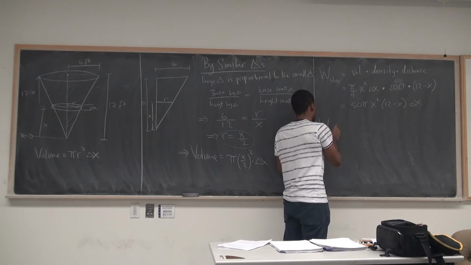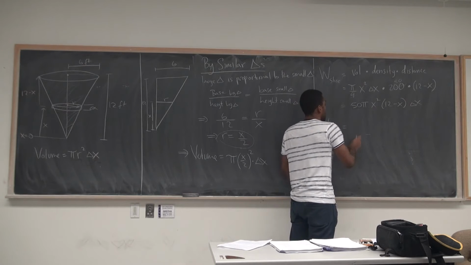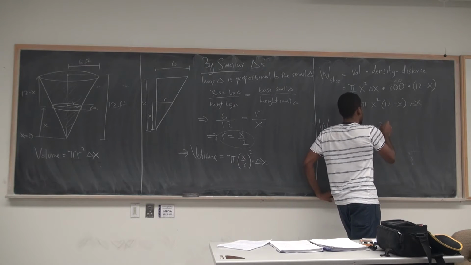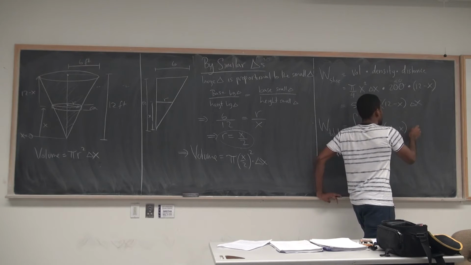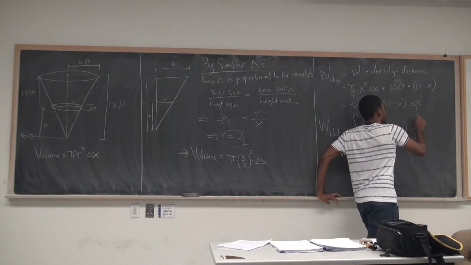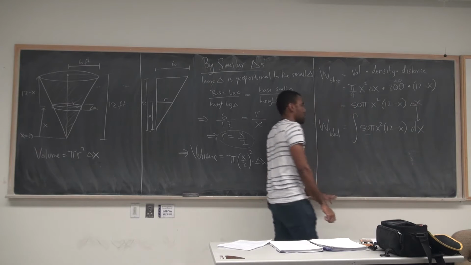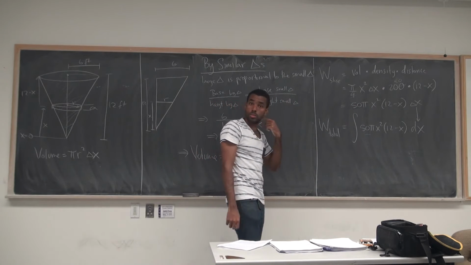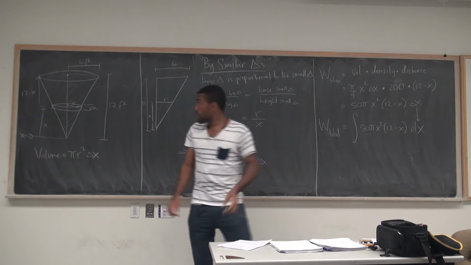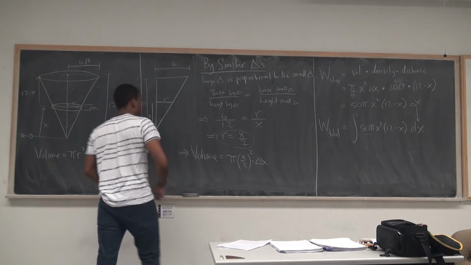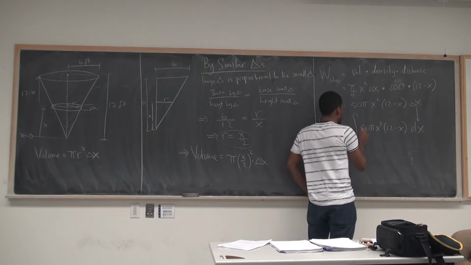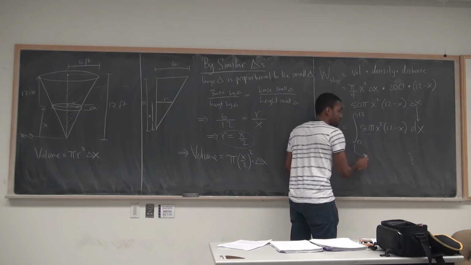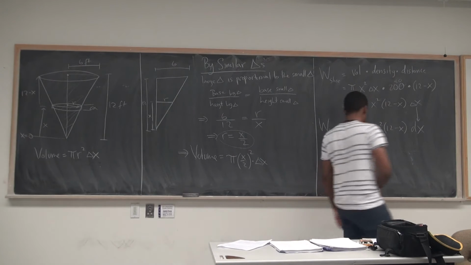So the total work is going to be the integral of this: 50 pi x squared times 12 minus x, and that delta x becomes dx. What are the limits on my integral? 0 to 12. It's filled with liquid, and I want to pump all of it out. It's 0 to 12. Now, just like Hooke's law, the limits you want to think of in a very specific way. So I'm going to tell you now.